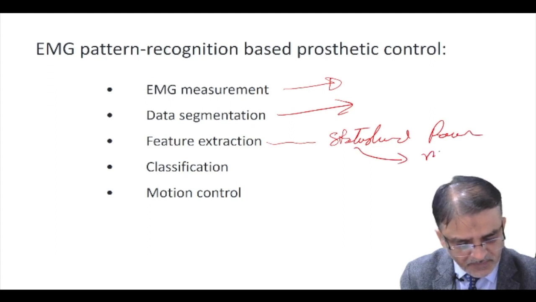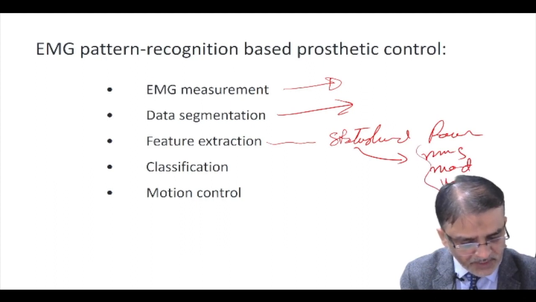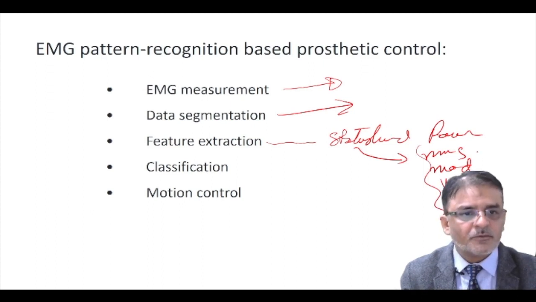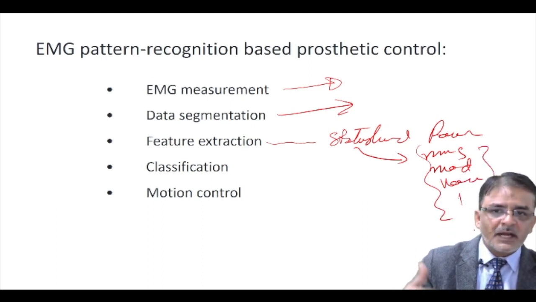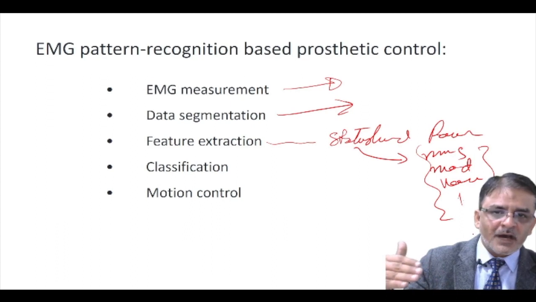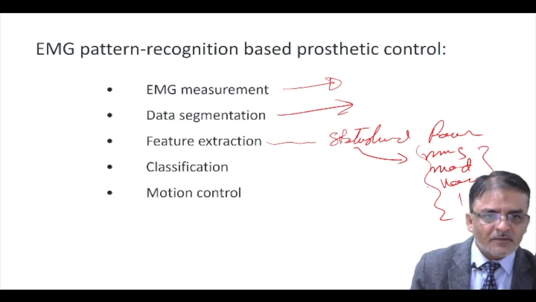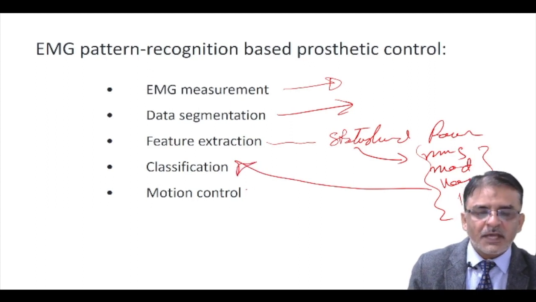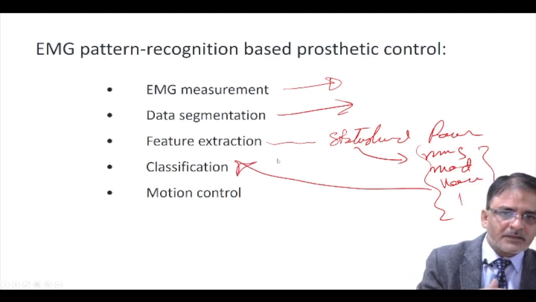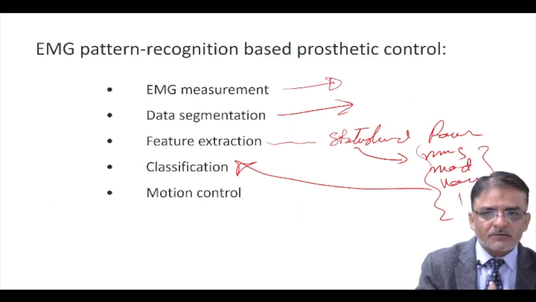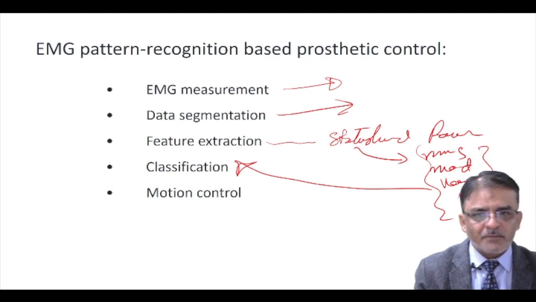Statistical parameters may be RMS value, mod value, variance, or some combination of these features, which gives us an idea of what the properties of the signals are. Then we classify these into actions. We correlate the pattern or the change in these statistical parameters, which are called features. We map them with respect to a particular action of the hand motion or the motion of any particular joint.